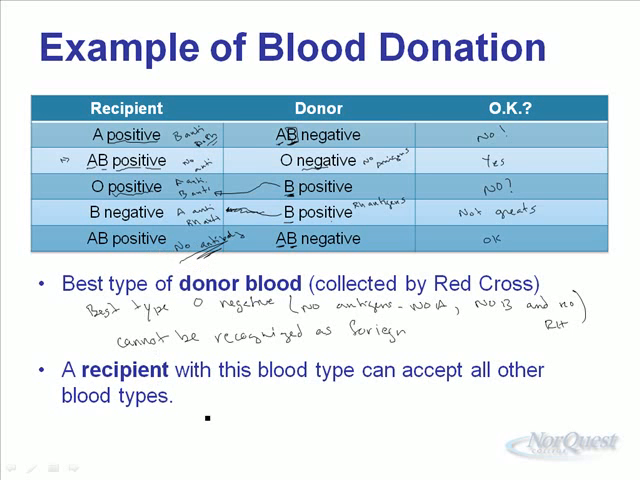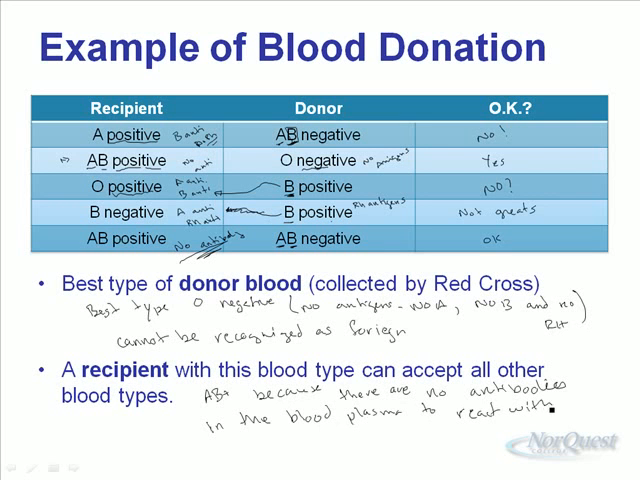So the best recipient blood type is AB positive, because there are no antibodies in the serum or in the blood plasma to react with donor blood. So if you're type AB positive, you can accept O blood, A blood, B blood, AB blood, and it doesn't matter if it's positive or negative, because the AB positive blood doesn't have any antibodies in the blood plasma.